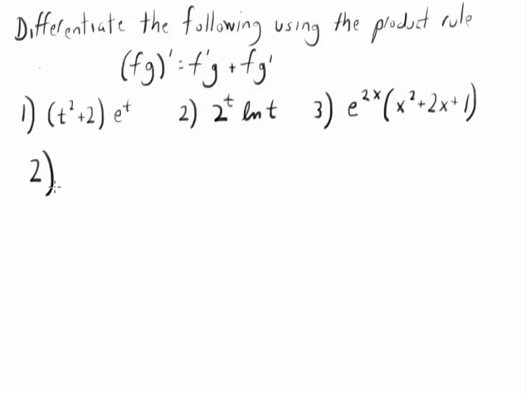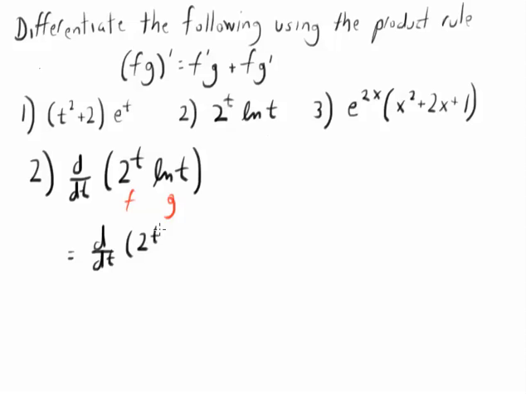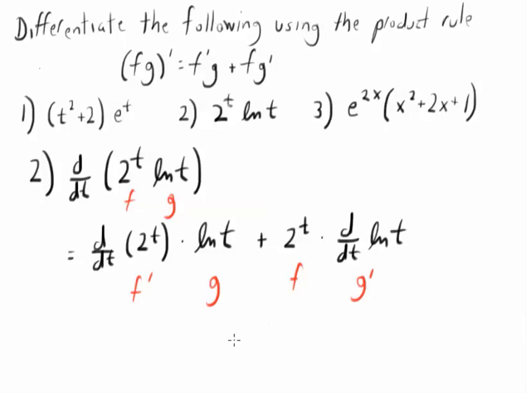So let's do a d/dt of 2 to the t times the natural log of t. And again, here's our f, here's our g. Derivative of the first term times the second term plus the first term times the derivative of the second term. And again, to make it match up here, here's our f prime, g, f, g prime.